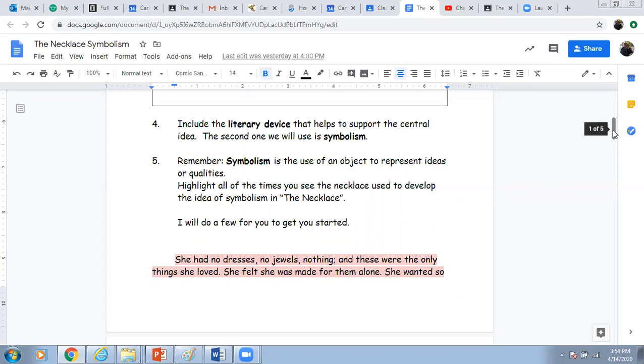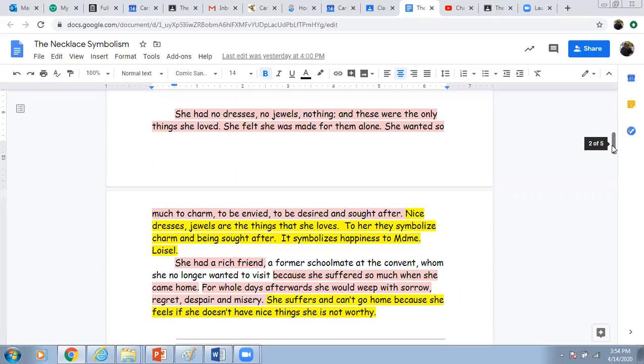I'll do the first couple to get you started. "She had no dresses, no jewels, nothing, and these were the only things she loved. She felt that she was made for them alone. She wanted so much to charm, to be envied, to be desired and sought after." Here in yellow, I'm saying that nice dresses and jewels are the things that she loves, and for her, they symbolize charm and being sought after. It symbolizes happiness to her. It makes her feel that she's envied, she's desired. So that's what these nice things, like a necklace, would represent to her.